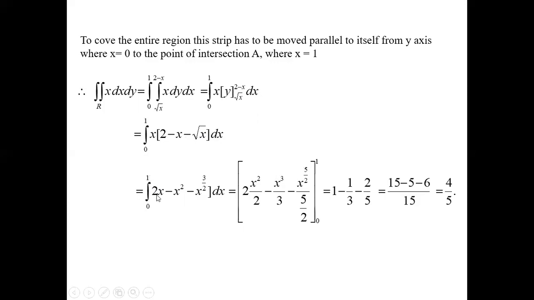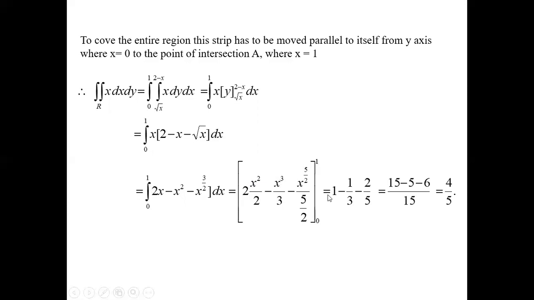Integral from 0 to 1, this becomes 2x minus x squared and minus x to the power 3 by 2. Then you'll have to integrate this with respect to x. That is equal to 2 x square by 2 minus x cube by 3 minus x to the power 5 by 2 divided by 5 by 2. Put the upper limit and lower limit.